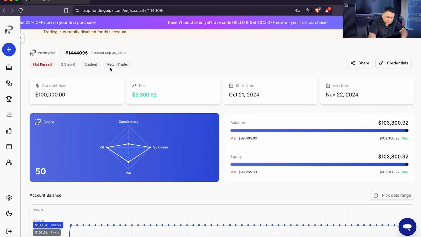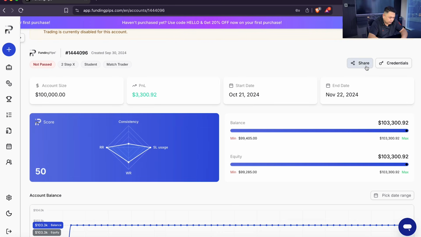Also, you'll see here the details such as what is my account number for this account. It tells me when the account was created, which evaluation phase I'm on. I can see I'm on the student phase and I'm using the Match Trader platform. It also gives you a quick status. So you can see not passed. I'm on the student phase and unfortunately I didn't pass the evaluation, so the account is no longer active.